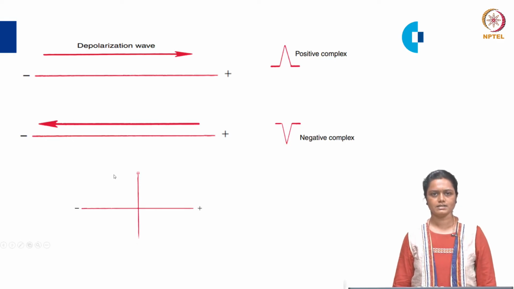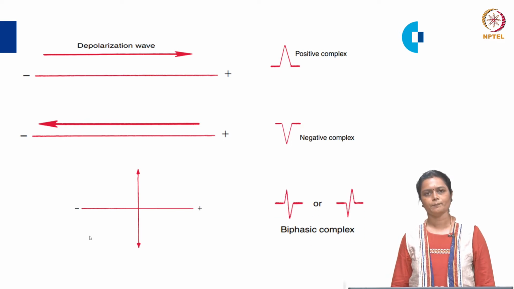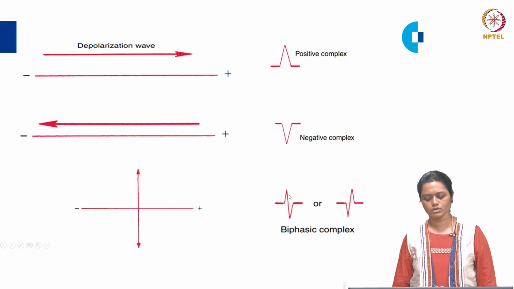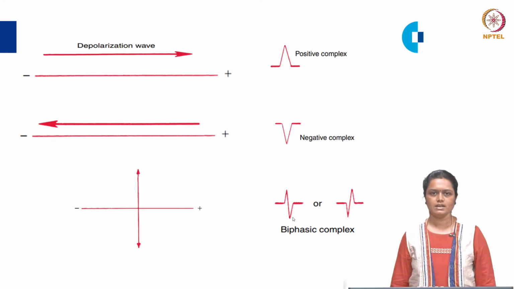And the third principle is that if the wave of depolarization is directed at right angles to any lead, the wave obtained will be biphasic in nature. That is, it has both a positive complex and a negative complex. So these are the basic principles which you must keep in mind while interpreting the ECG.